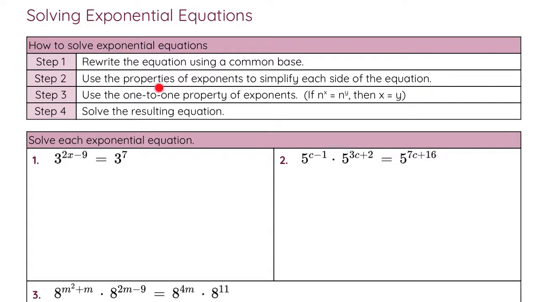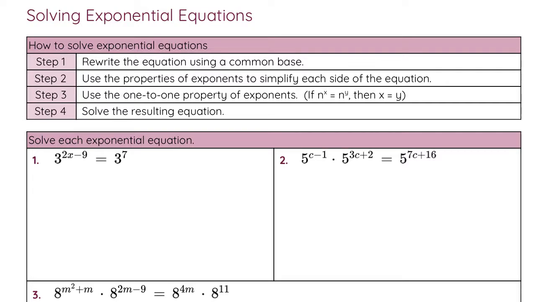Step 2 is you're going to use the properties of exponents to simplify each side of the equation. The properties of exponents are really similar to properties of logarithms. So product rule means that you're going to add. Quotient rule means that you're going to subtract, and so on. Step 3 is you're going to use the one-to-one property of exponents. So the same thing as logarithms. If you have two exponents with the same base equal to each other, then their exponents are also equal to each other. And then you're going to solve the resulting equation.